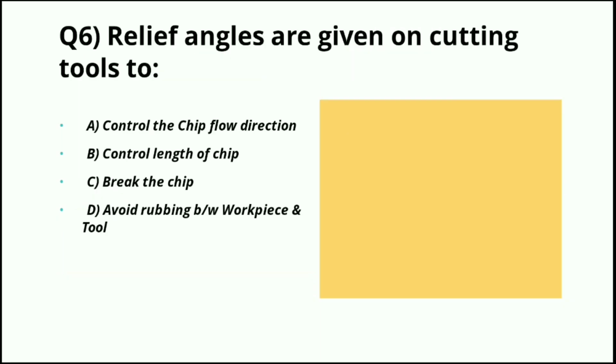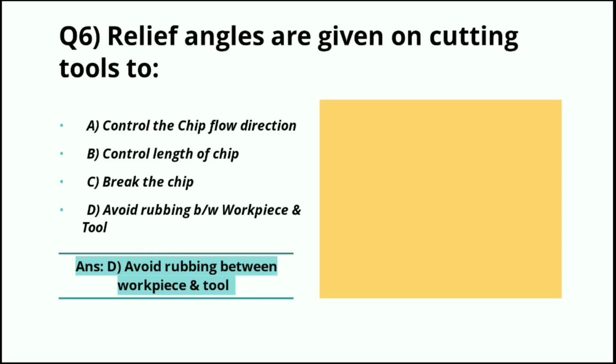Relief angles are given on cutting tool to control the chip flow direction, break the chip, or avoid rubbing between workpiece and tool. The right answer for this question is part D. Avoid rubbing between workpiece and tool.